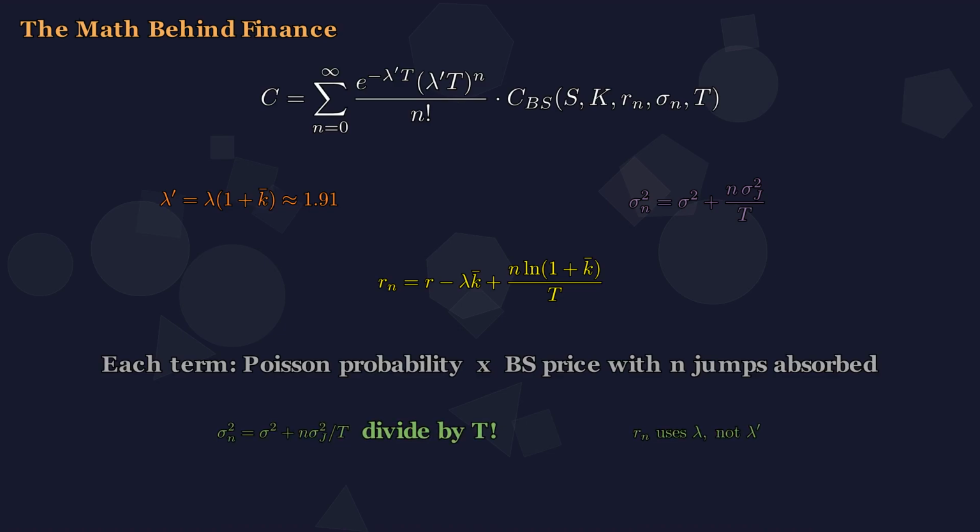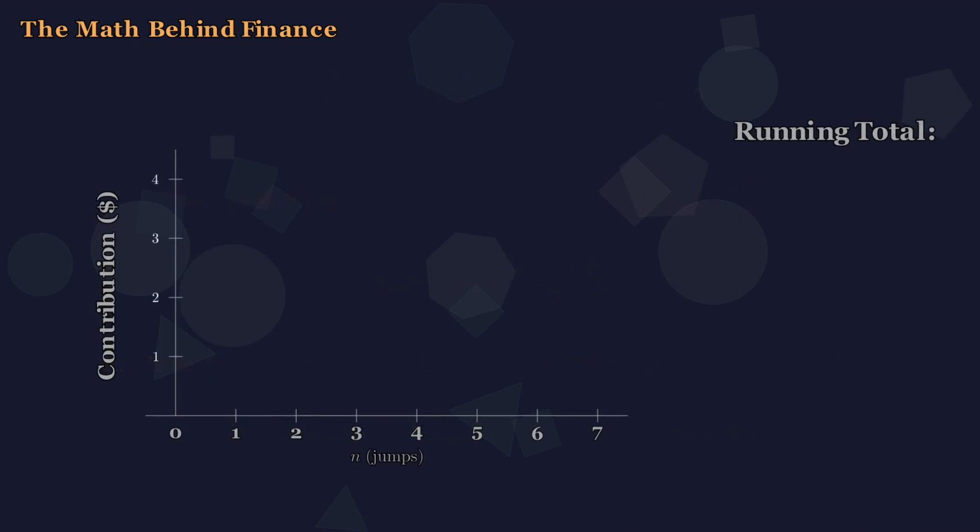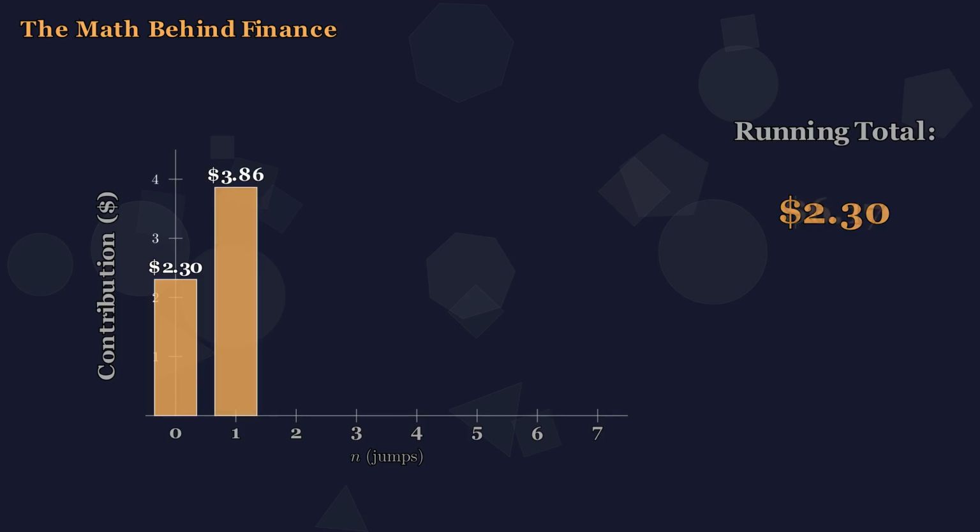Two traps to watch for. Sigma n has a divide by t that is easy to forget, and Rn uses the original lambda, not lambda prime. Let us watch the formula work. Each bar represents the contribution of one term in the Merton series. Term 0, no jumps at all. This is a pure Black-Scholes price with elevated rate, contributing $2.30.